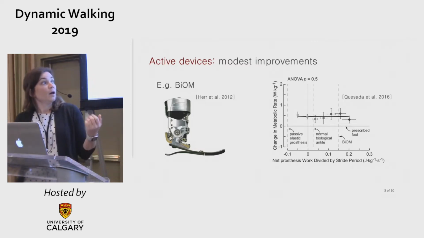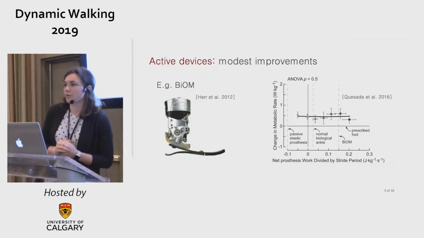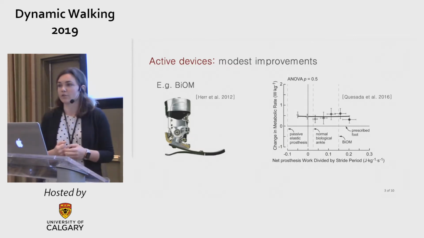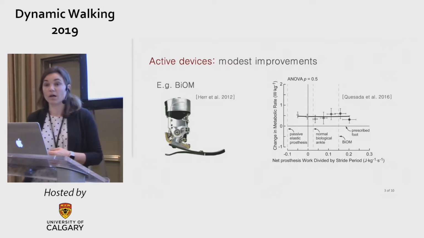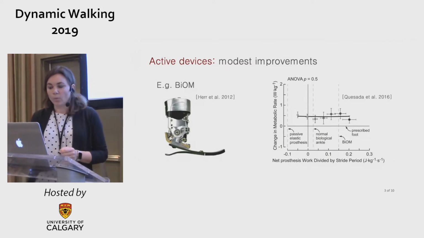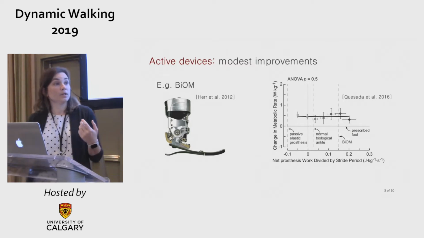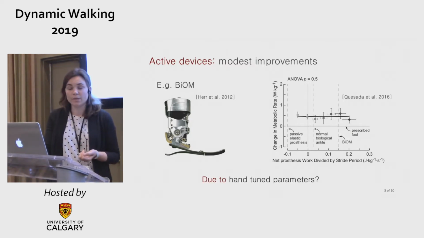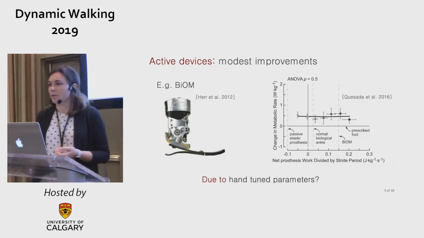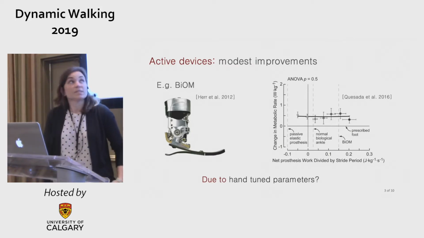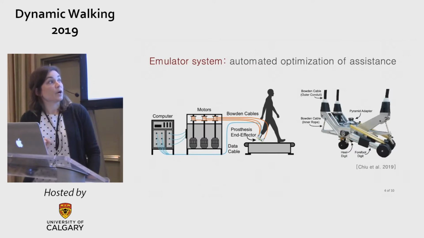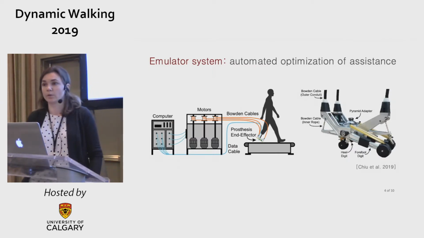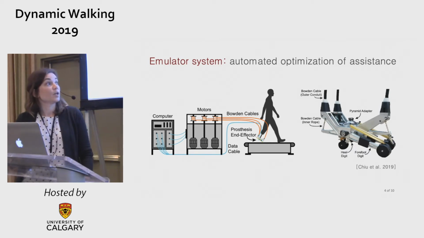On top of that, a study a few years ago showed that increasing prosthesis ankle work doesn't seem to have a strong effect on metabolic cost. And so we're wondering, why could that be? We thought that maybe it's because a lot of these devices are hand-tuned and not exactly optimized to the individual. And so we decided to try systematically optimizing prosthesis control to see if this would assist performance.